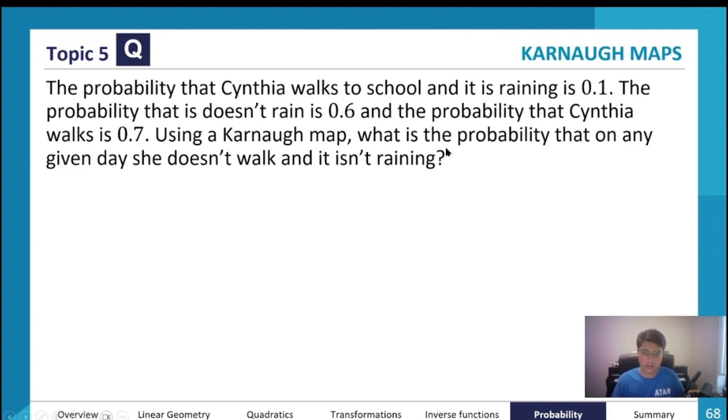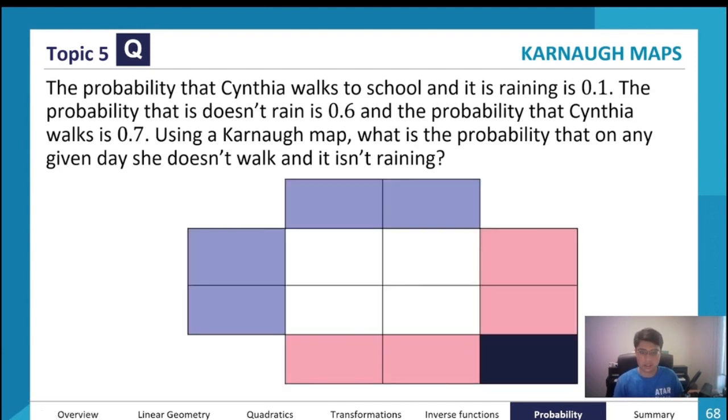But even if you weren't given that last sentence, as you do more and more questions over time, you'll know immediately, oh okay, I need to use a probability table. So let's lay out the information we have.